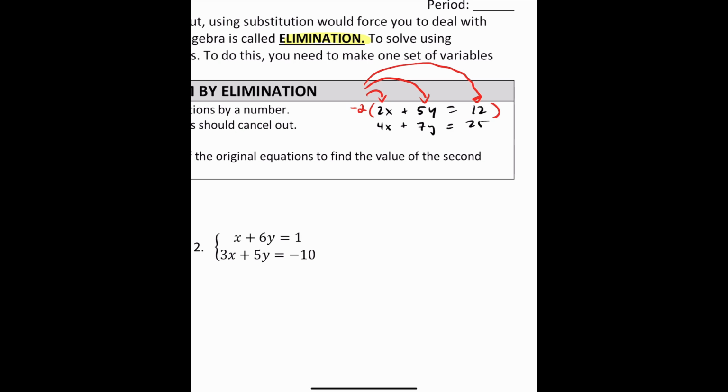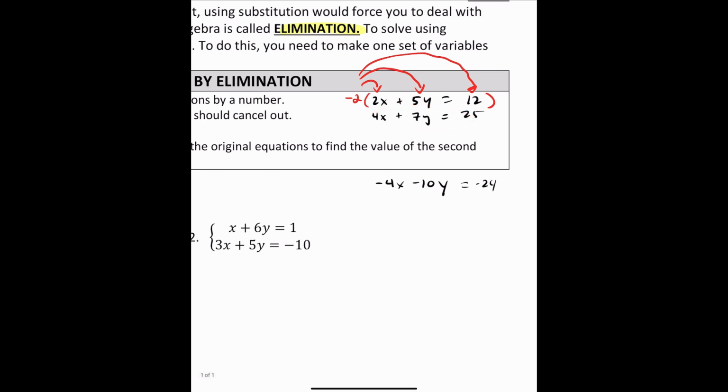4x plus 7y equals 25. Well, negative 2 times positive 5y, that's just going to be negative 10y, equals negative 2 times 12, that's negative 24. Right? So now, let's compare this equation to this second equation over here, which is 4x plus 7y equals 25. And look at that, we do have opposites.